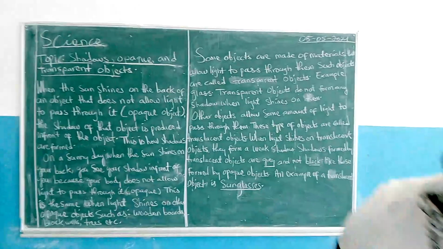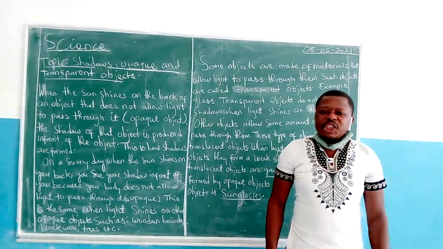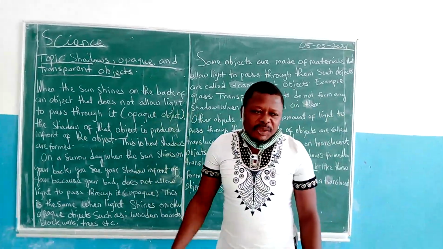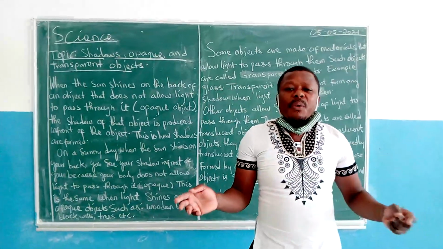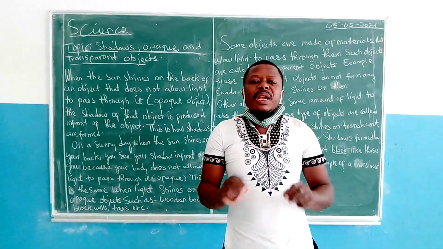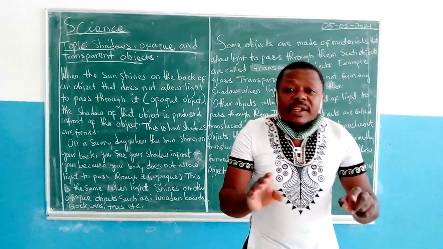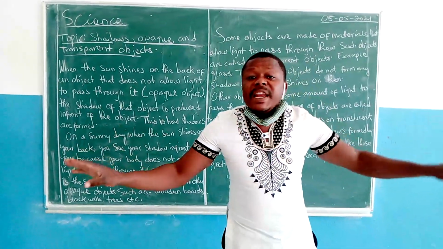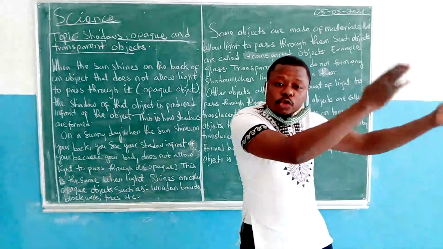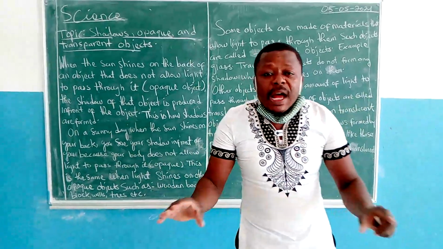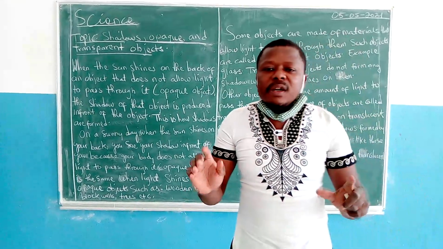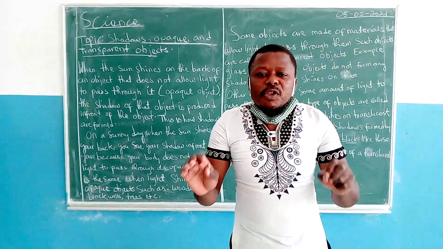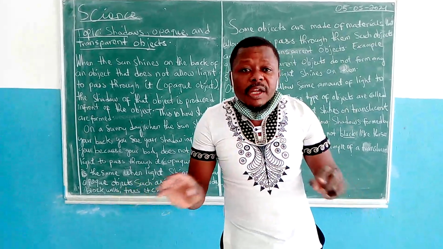Let us go to the second category of objects, which is transparent objects. Transparent objects allow light to pass through them without any problem, without any obstacle. That is why transparent objects do not form any shadow. Since light passes through without any obstacle, no shadow is formed when light touches transparent objects.